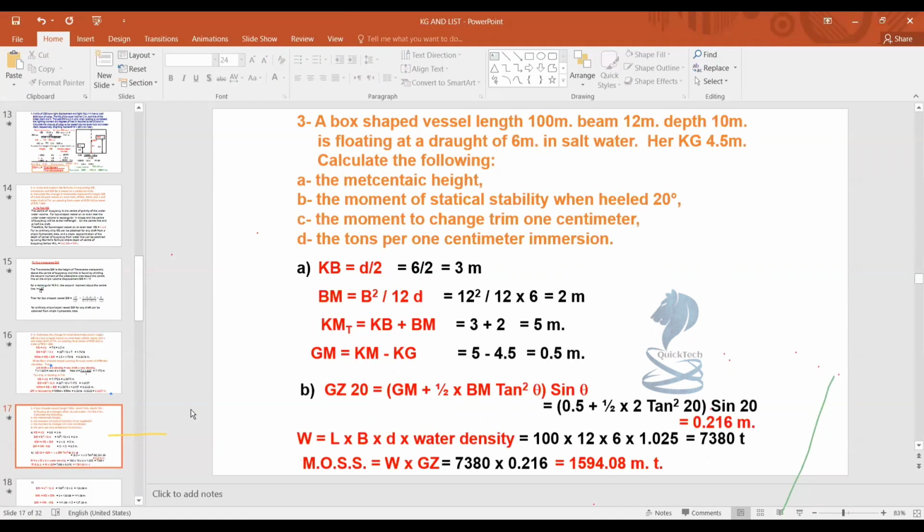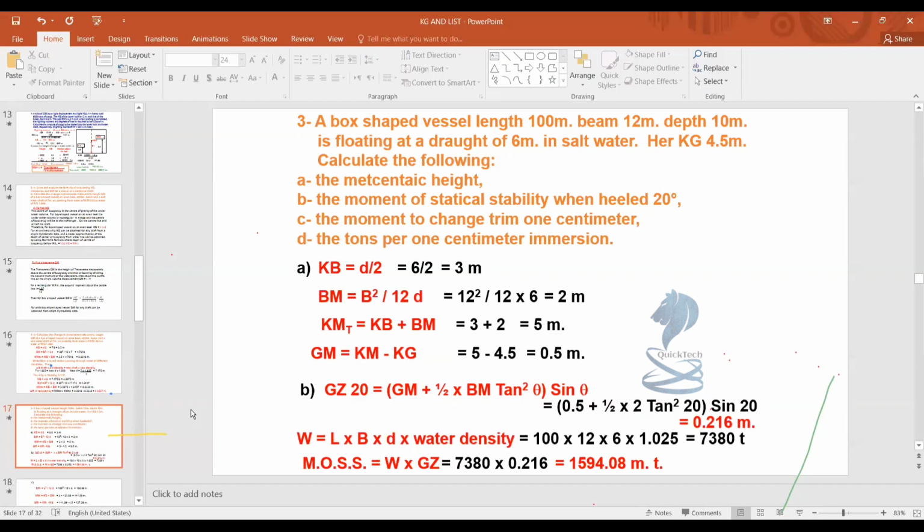Question 3. A box-shaped vessel, length 100 meters, beam 12 meters, depth 10 meters, is floating at a draft of 6 meters in salt water, KG 4.5 meters. Calculate the following: A. Metacentric height. B. Moment of statical stability when heeled 20 degrees. C. Moment to change the trim by 1 centimeter. D. The tons per centimeter immersion.